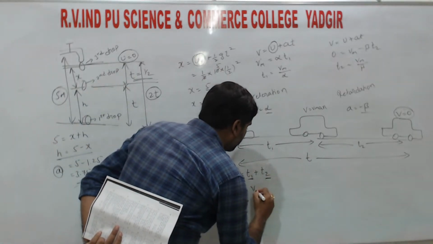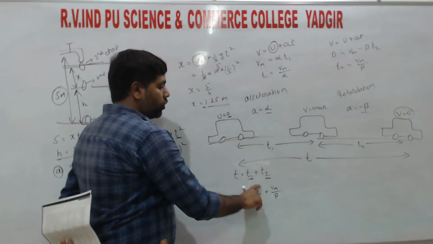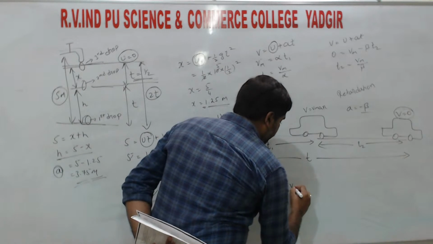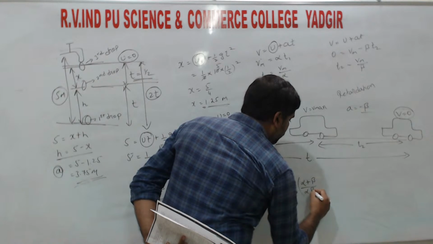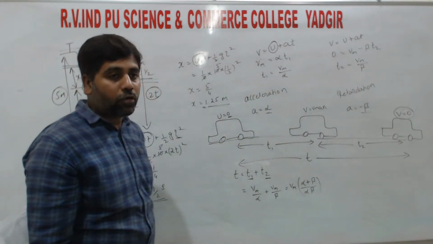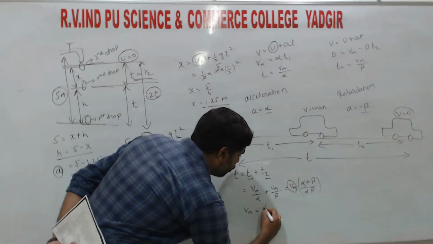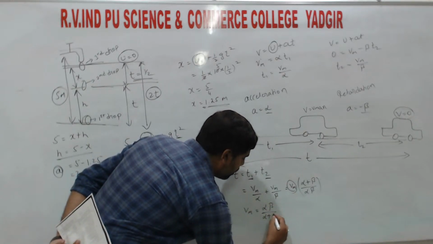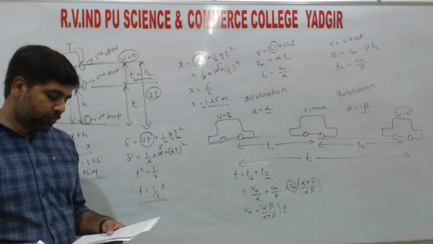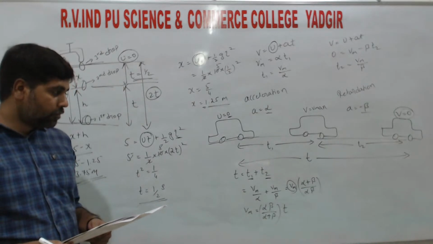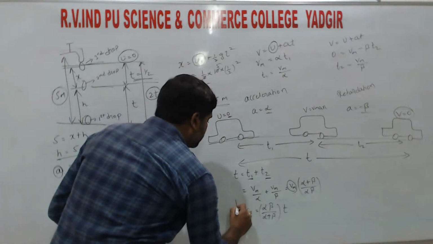So t is vm by alpha plus vm by beta. So in both terms vm can be taken common, and taking the LCM and simplifying, we get alpha plus beta divided by alpha beta. So now what we need to find out is the maximum velocity Vm. So Vm is equals to alpha beta divided by alpha plus beta into T. So the answer is option D.